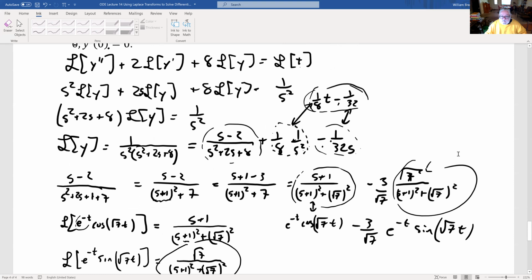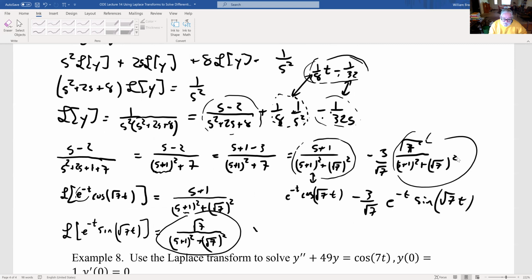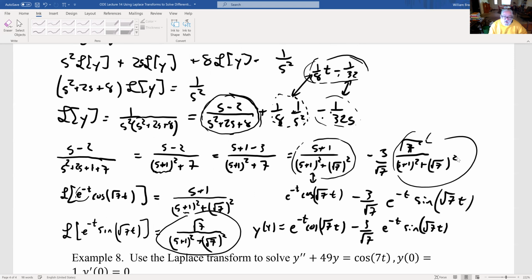And there is our solution. So what is y of t equal to? y of t is the inverse Laplace transform of this term, and that's e to the minus t cosine root 7t minus 3 over root 7 e to the minus t sine root 7t, plus the inverse Laplace transform of these two terms, and that's my t over 8 minus 1 over 32.